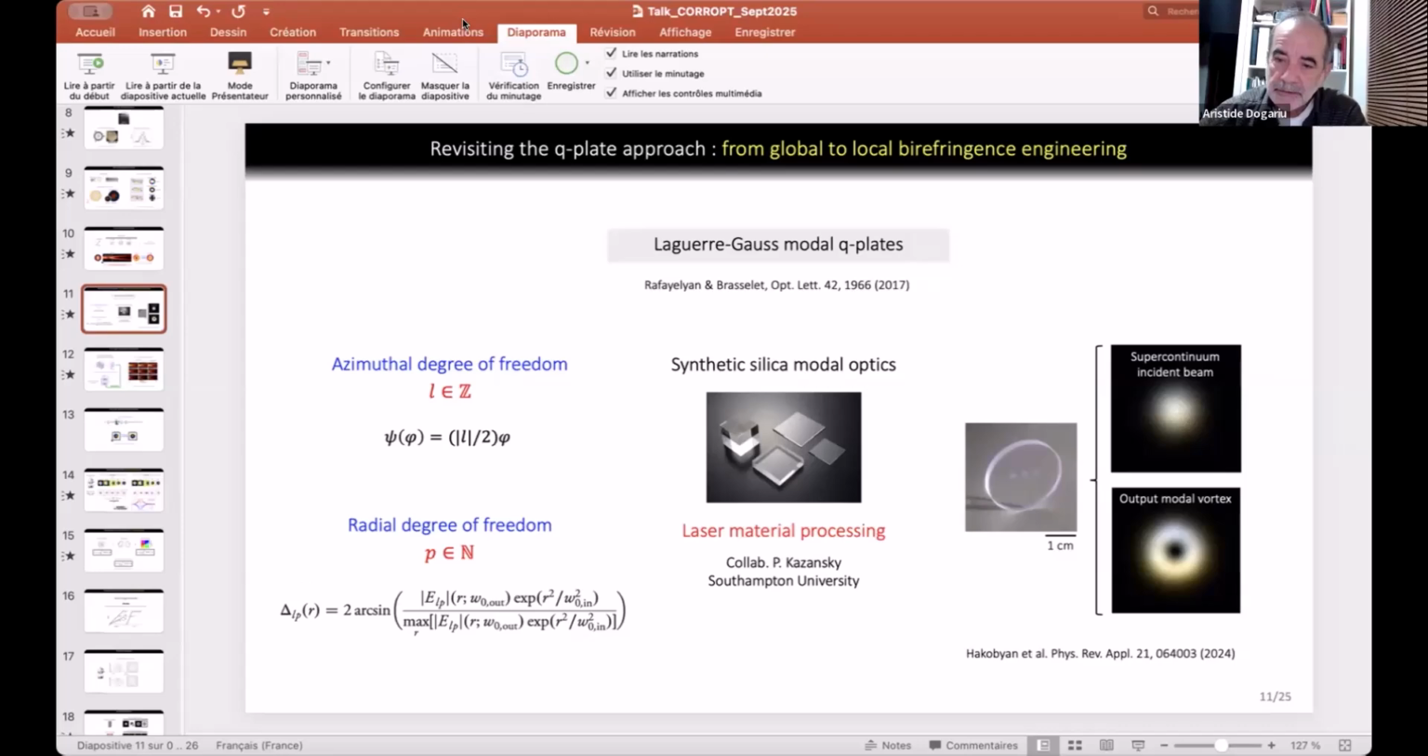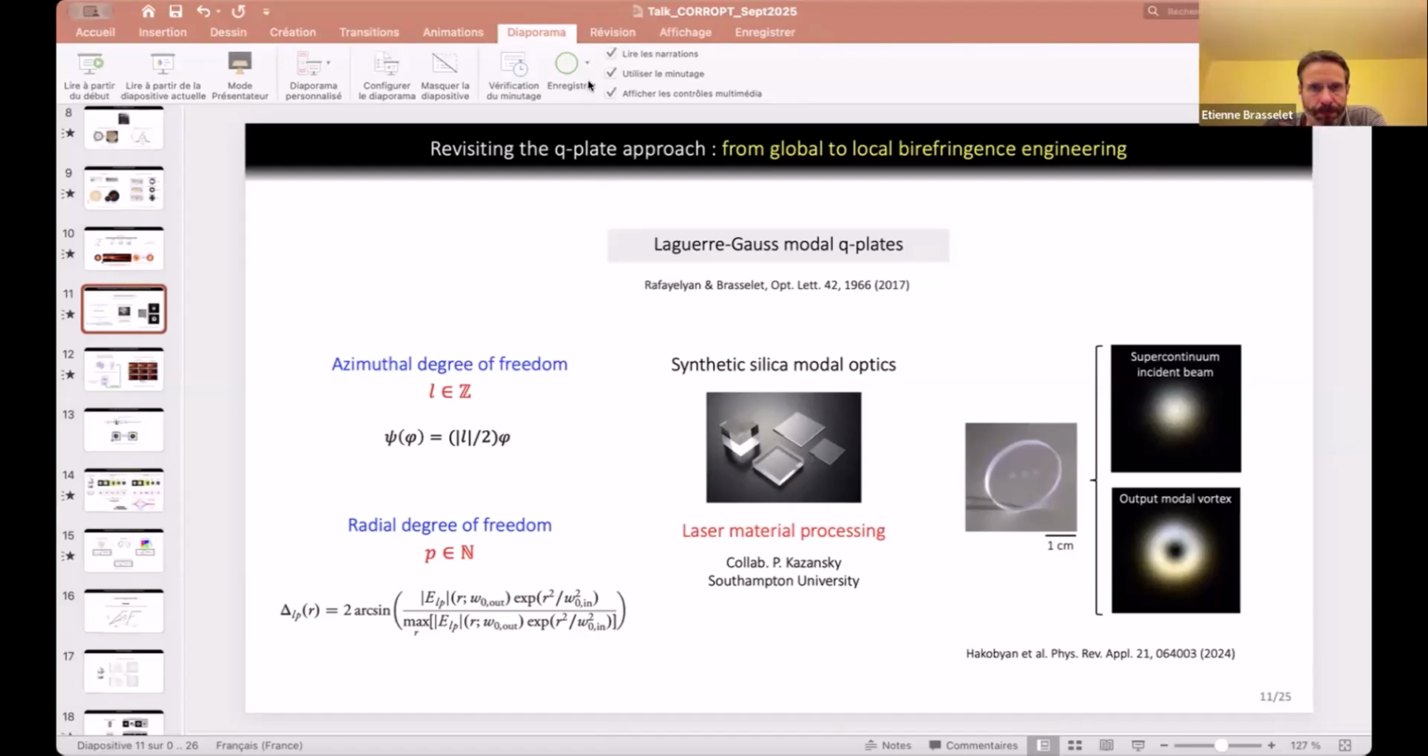Anything else? I have a quick question regarding the requirements for temporal coherence for the beams that you could structure with those liquid crystal features. What is the implication of having a little bit of a broader bandwidth?